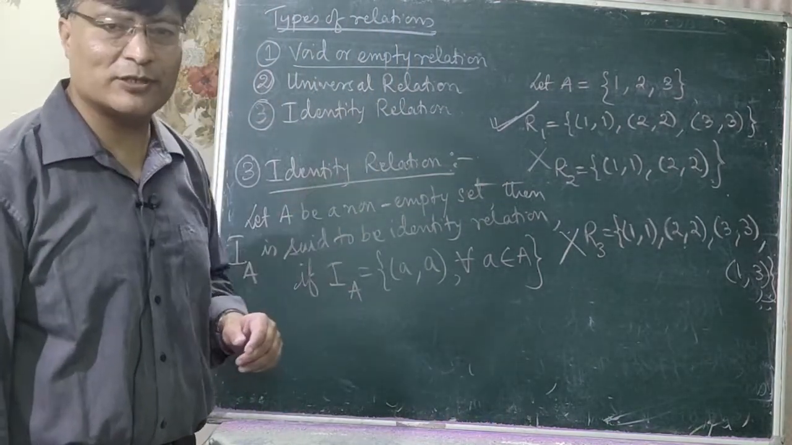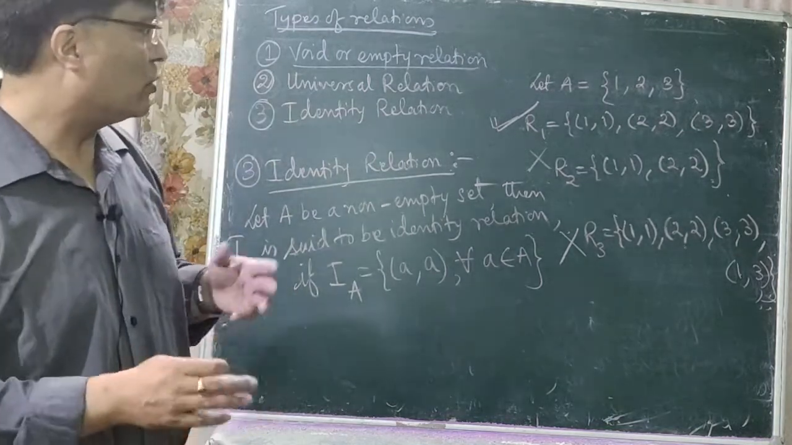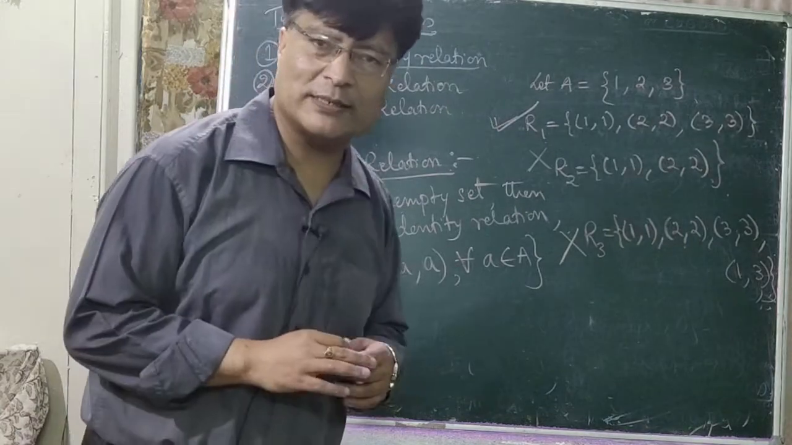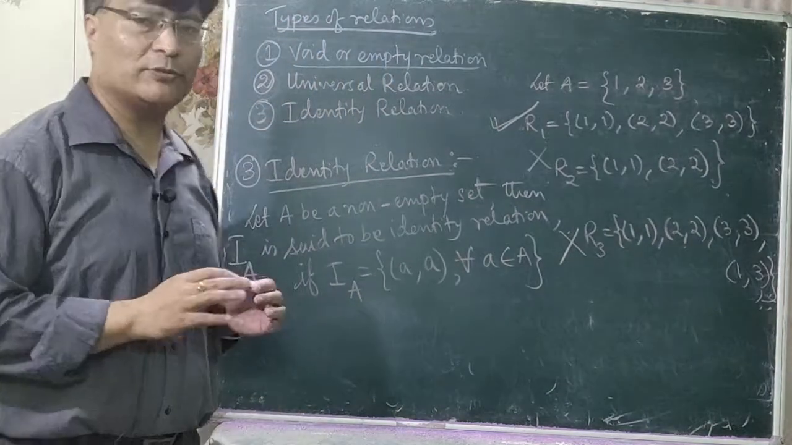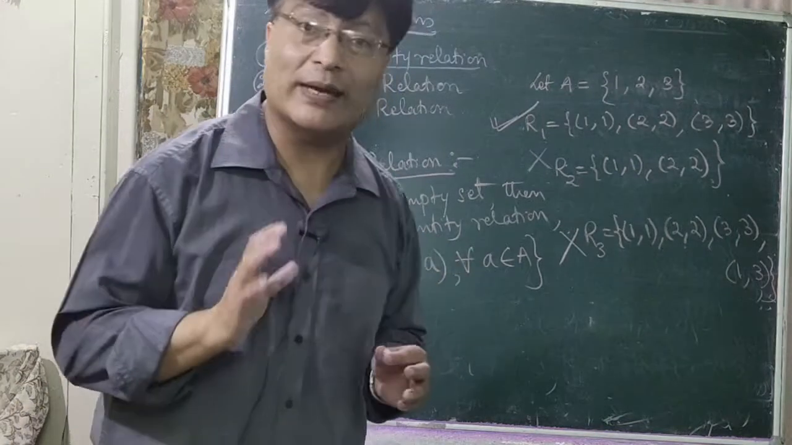So I think you have understood it. So these are the three types of relation. So I think you have understood it. Today we will do only this. You should revise this well at home, because this is a new chapter today.